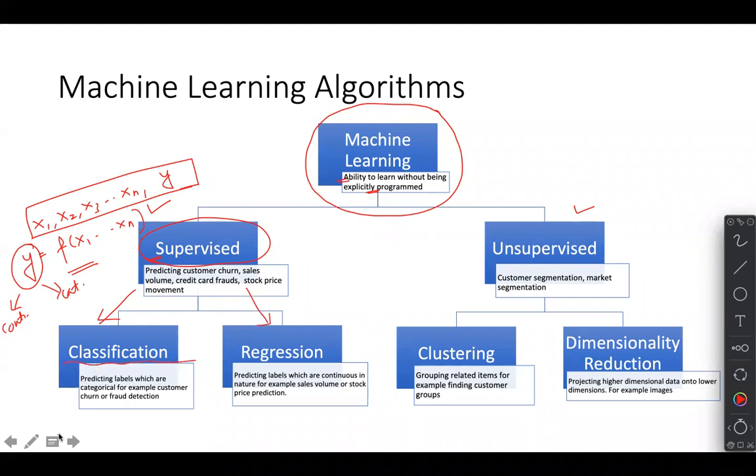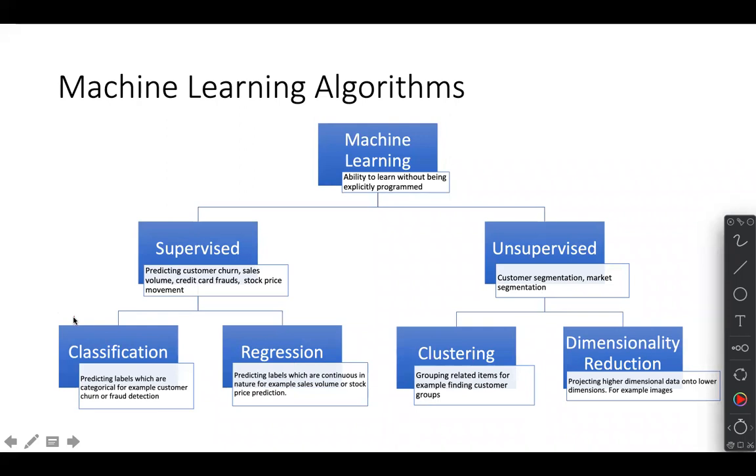So classification, predicting a label, means basically your outcomes are categorical. For example, customer churn or fraud detection, right? The transaction is a fraud, not a fraud. Customer will churn or not churn, right? And in regression, we predict values which are continuous in nature. For example, sales volume or a stock price prediction. So there are two kinds of problems. One is classification and one is regression.